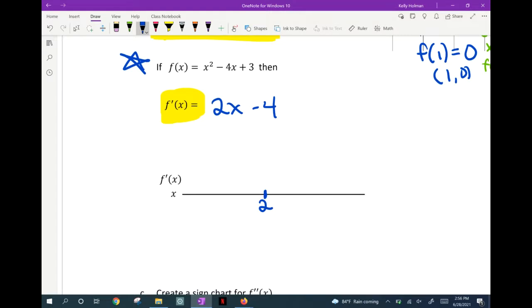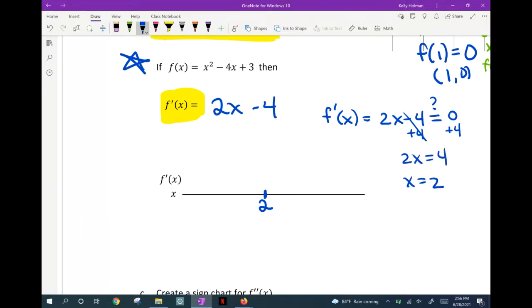Excellent. Yes, so what Rosa did is Rosa said, okay, where would the derivative, where would this rule, the 2x minus 4, where would that equal 0? That's right. And just solving this algebraically, 2x would be 4, x would be 2. Excellent. That's your partition number. I put a 2 under the tick mark to describe the input. I put a 0 above it because if I input 2 into the derivative rule, I get 0 out.